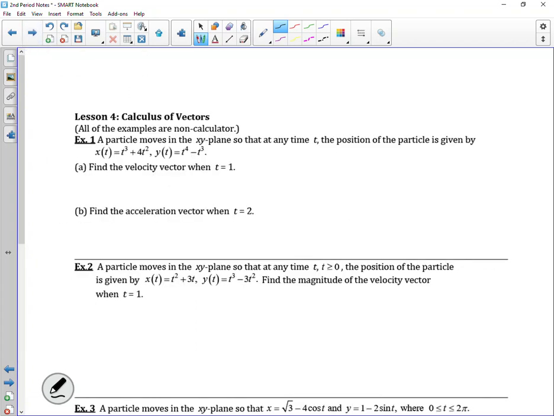All right, so if I just want the velocity vector when t equals 1, then I just have to take x prime of t and y prime of t. So the derivative of t cubed plus 4t squared is 3t squared plus 8t, and 4t cubed minus 3t squared. And then our velocity vector when t equals 1 is going to be 11, comma 1, right?